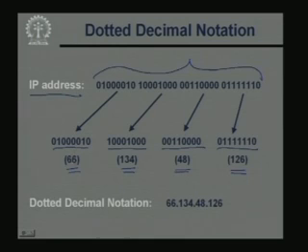So, after I convert each of these into decimal, I simply write down the decimal numbers separated by dots, and this is the so called dotted decimal notation. So, we typically express the IP address of a machine in this form, 4 numbers separated by dots, the so called dotted decimal notation.